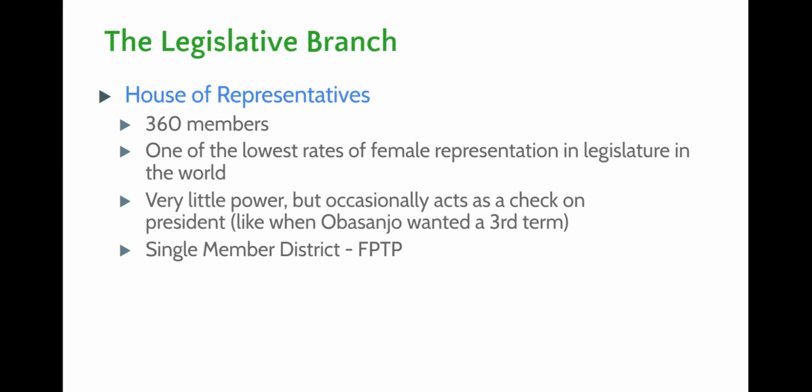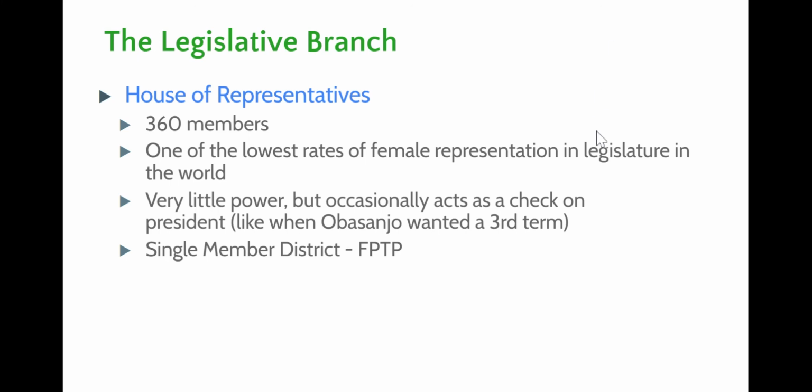Some interesting things about the House of Representatives in Nigeria: they have one of the lower rates of female representation in legislatures across the world. We'll talk a little bit about that when we talk about Mexico and their system of having a gender-based quota for their legislature. Nigeria, on the other hand, has a very, very low rate of female representation. And the last one, again, as you would think, very little power.